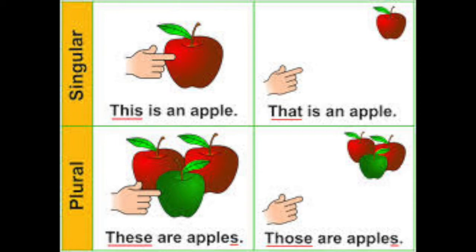In the same way, these and those, when is these used? These is used when you're talking about many things, more than one, but they are near to you. Okay, these are my books. These are my things. It is more than one. And when do you use those? Those is used when you're talking about something that is far and it is more than one.